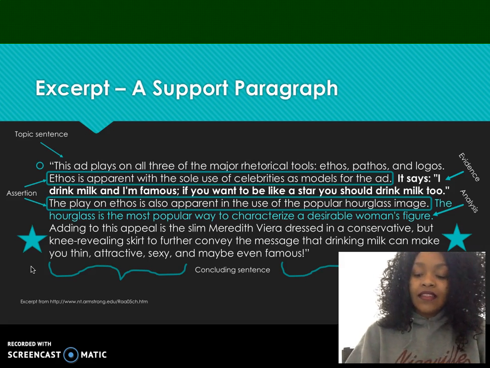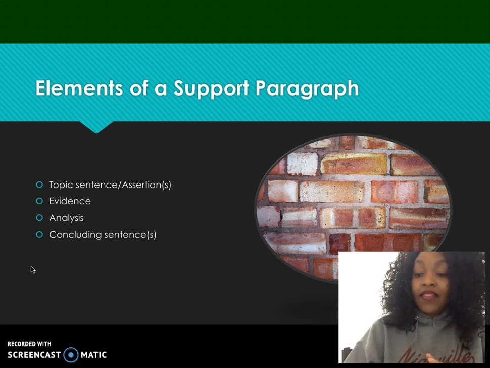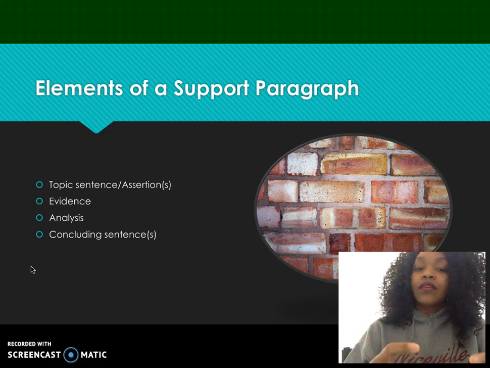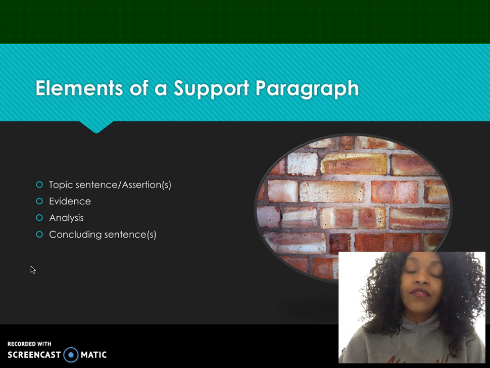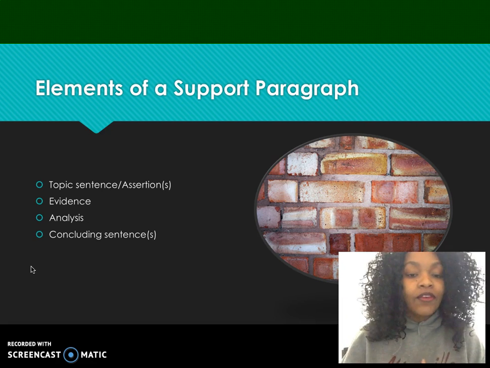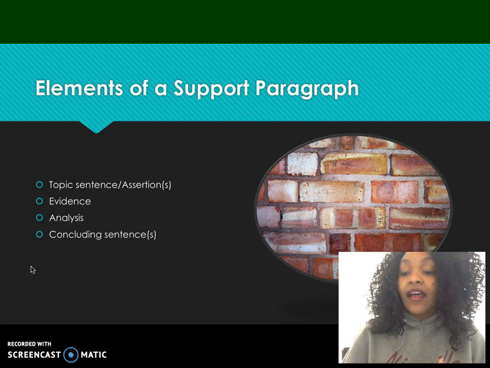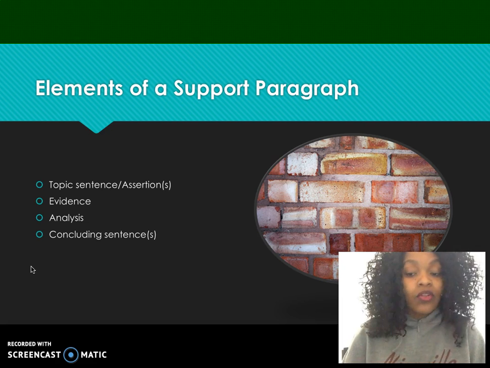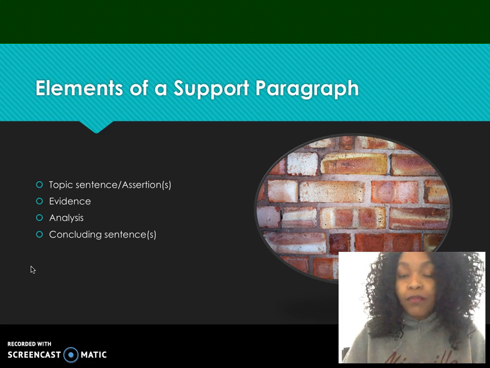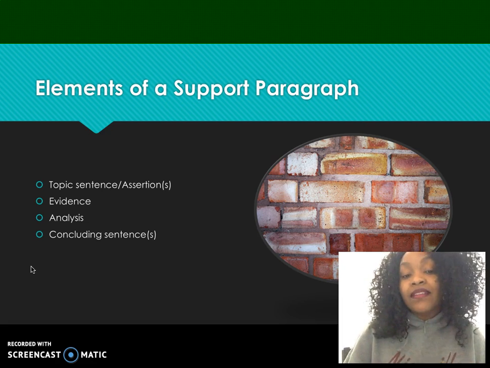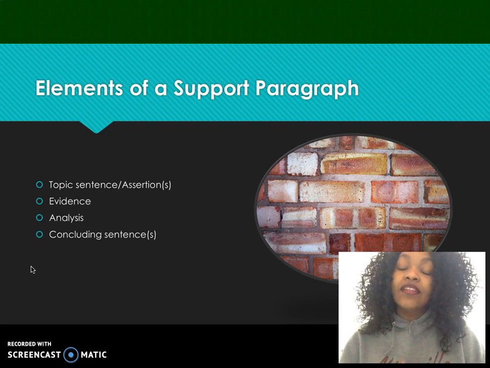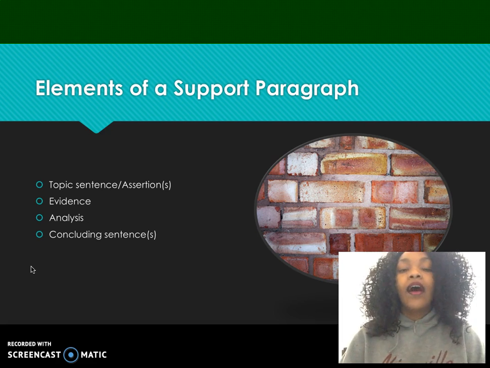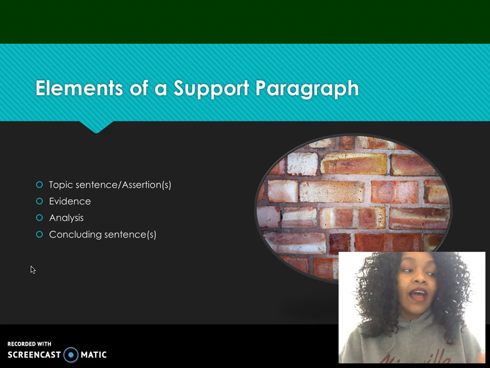So you will take this particular example, and you still connect it to any kind of writing that you do when we talk about support paragraphs. You've got to have that topic sentence. Even if you're not persuading anyone, you're just giving a research article, or you're writing a research paper, you're doing a book review, whatever the case may be, you must have that topic sentence in that paragraph. And then you need to have sufficient evidence to support your assertion. Whatever it is that you're saying, you've got to have evidence from the text.